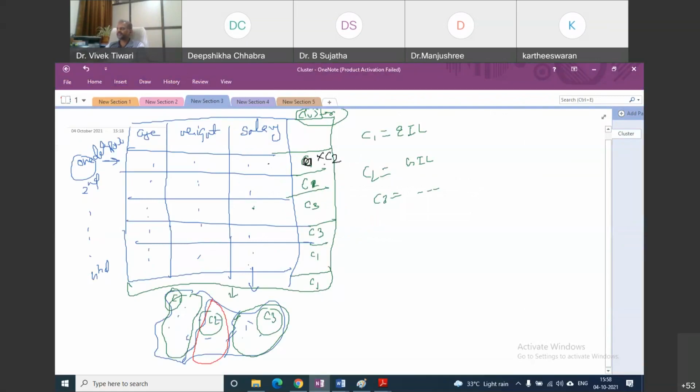Dr. Siddhartha, is it clear? Changing the membership, the moment we change the belongingness of the cluster, it means we are changing the boundary. We don't need to physically move the data points here and there. Dr. Sujata, is it clear? Yes, sir. Thank you.